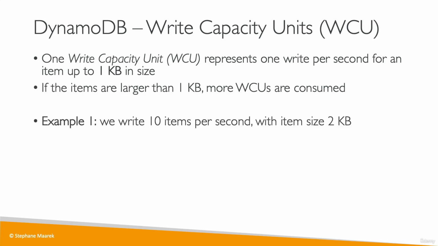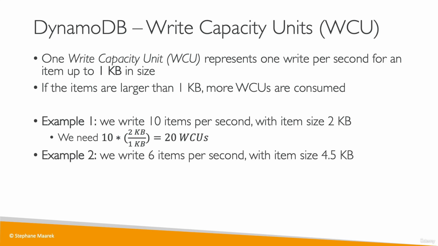So let's go through examples to understand the computation. And you can pause this video if you want to do the computation on your own. So if you write 10 items per second and the item size is on average 2 kilobytes, how many WCUs do you need? Well, we do the math. We need 10 items per second, so 10 times the item size of 2 kilobytes, divided by 1 kilobyte, which is the size per WCU, and you get a result of 20 WCUs. So this was a very easy example.